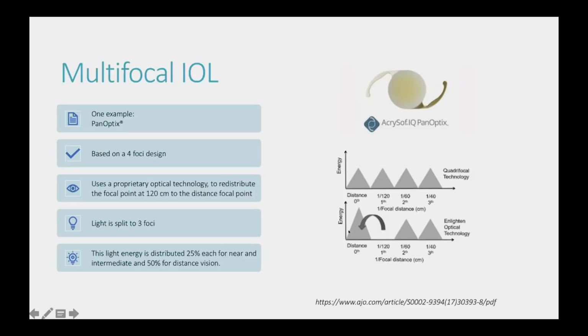So in essence, it's a trifocal lens, because in the end, it's going to end up splitting light into 3 focal points, where 50% of the light will go to the distance target, 25% to the intermediate, and 25% to the near. So it's a trifocal lens.